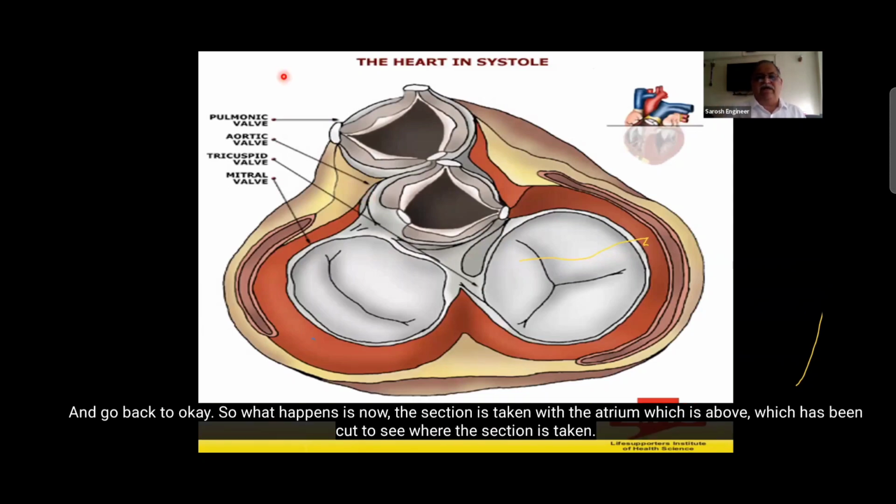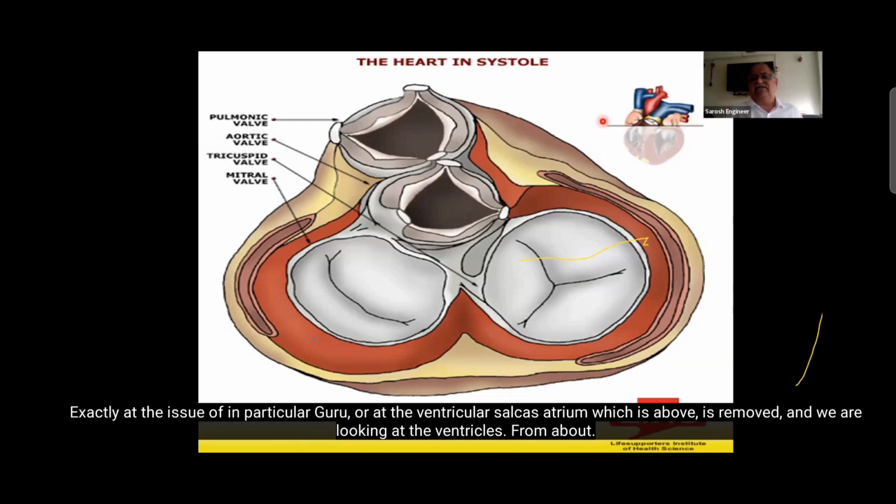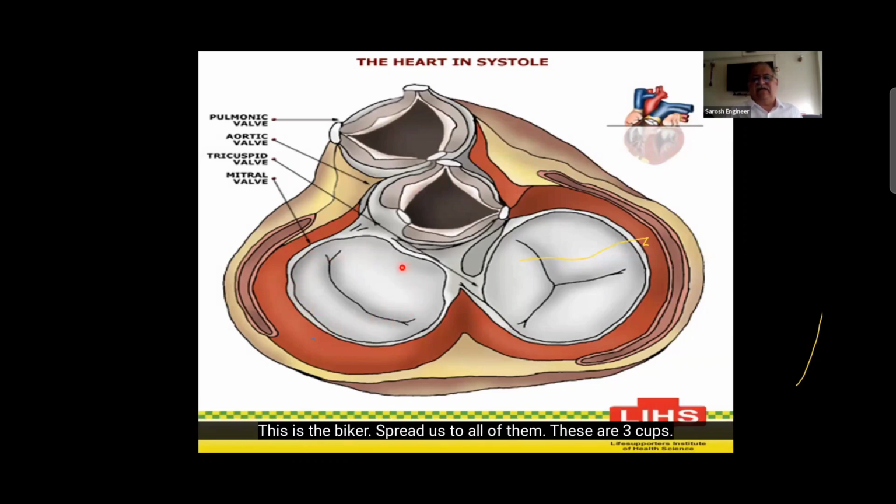So what happens is now the section is taken with the atrium, which is above, which has been cut. See where the section is taken, exactly at the atrioventricular groove or the atrioventricular sulcus. The atrium, which is above, is removed, and we are looking at the ventricles from above. This is the bicuspid, two cusps. These are three cusps, so this is called tricuspid.